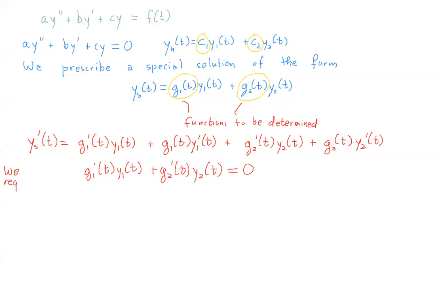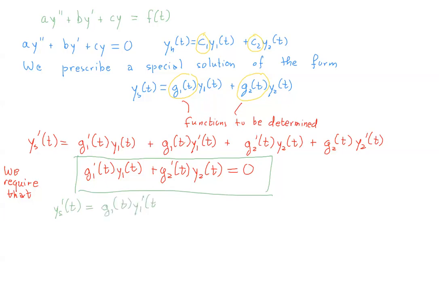And again, there is no particular reason to do this, but it's pretty much the implicit flexibility that we have in working with something like this that allows us to do this. So this is the first condition that we require. We require this. And all of a sudden, our life becomes much easier because now y_s prime of t ends up being g1 of t times y1 prime of t plus g2 of t times y2 prime of t. And now we can find the second derivative, and it's not going to be that horrible.